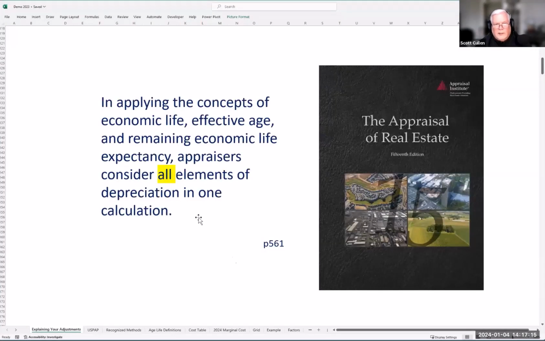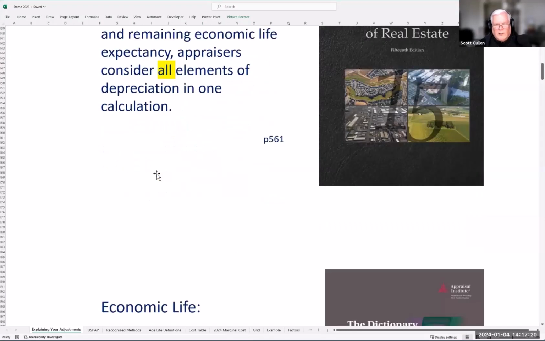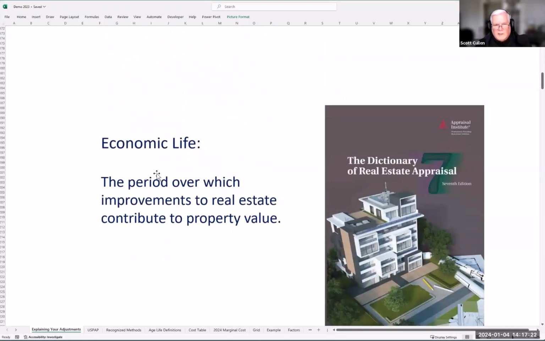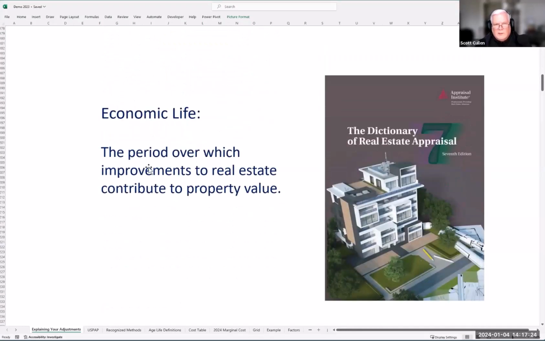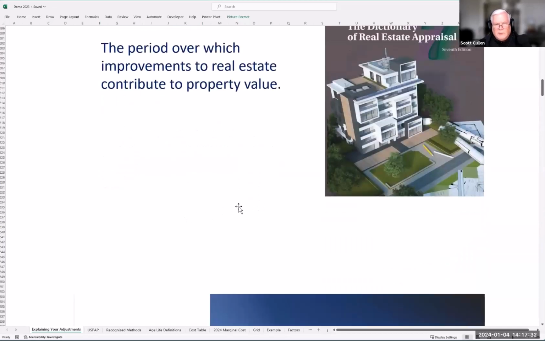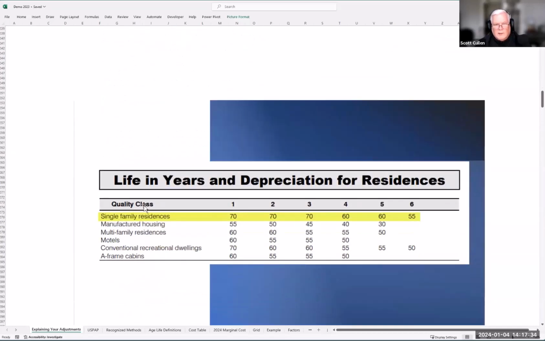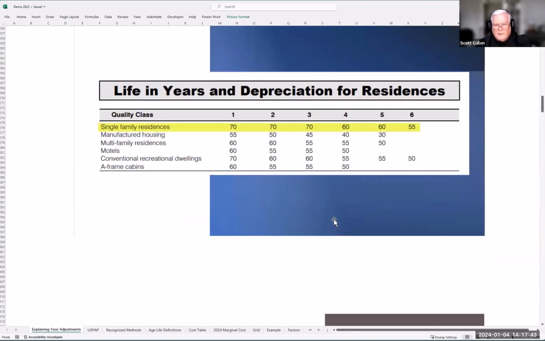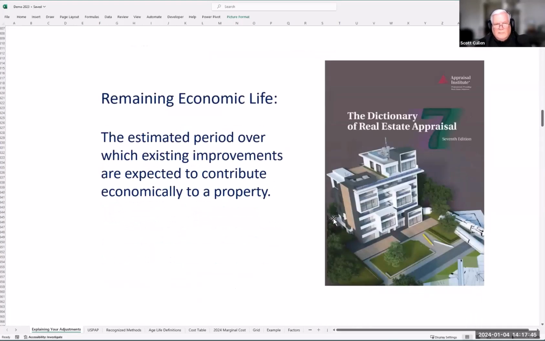And just to review again, all elements of depreciation are included in one calculation. There's the definition of economic life, the period over which improvements to real estate contribute to value, and we should say for their intended, for their highest and best use. And then here's the reference that we have for 60 years effective age. That comes from the people that actually compiled the cost data. So I like to start with that.